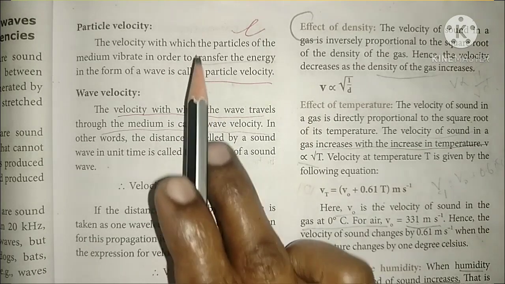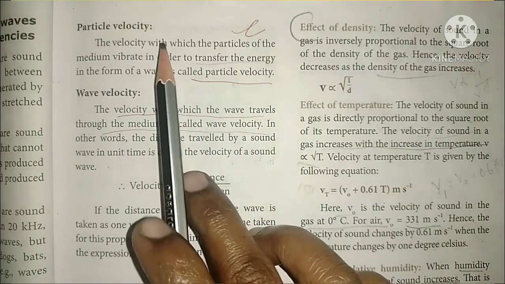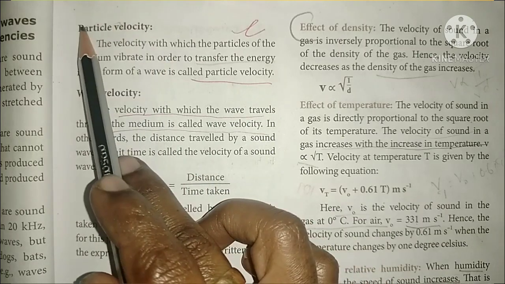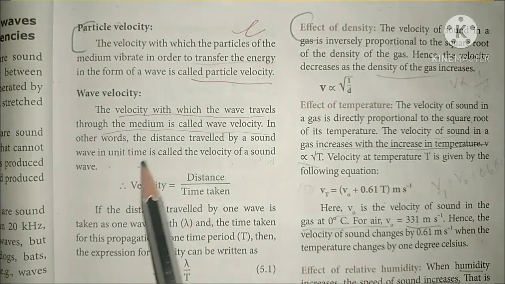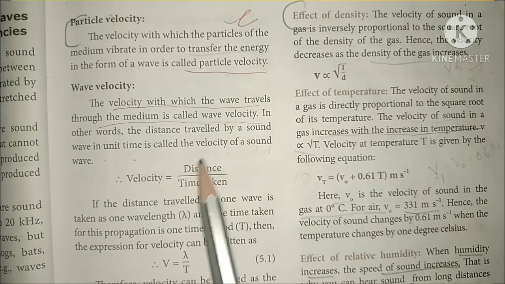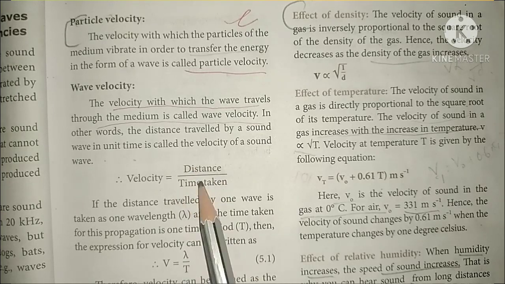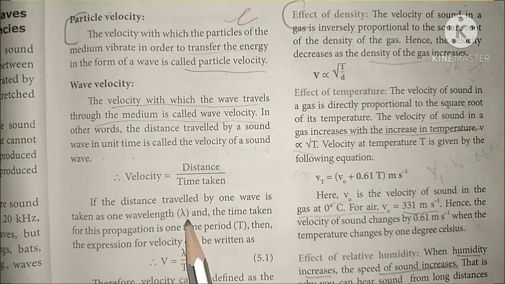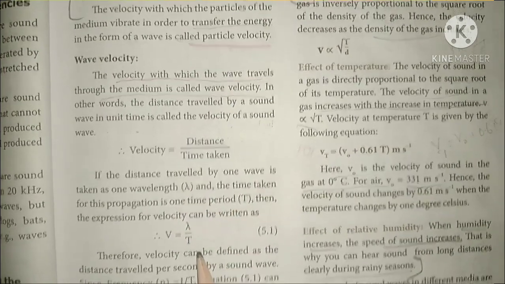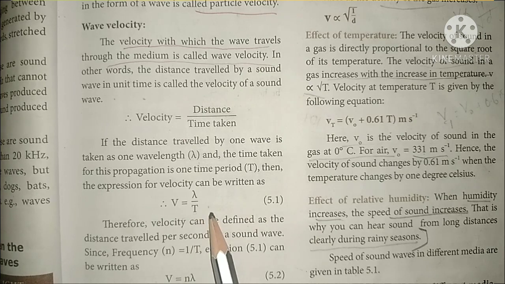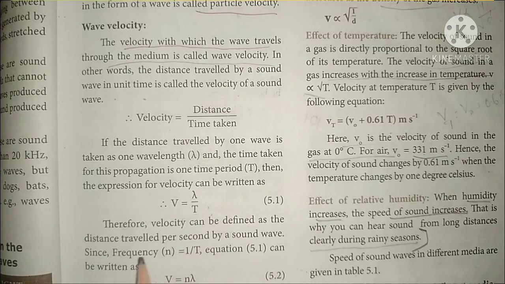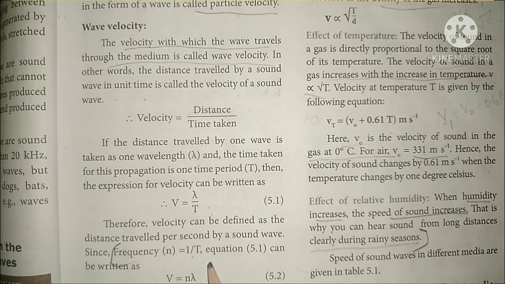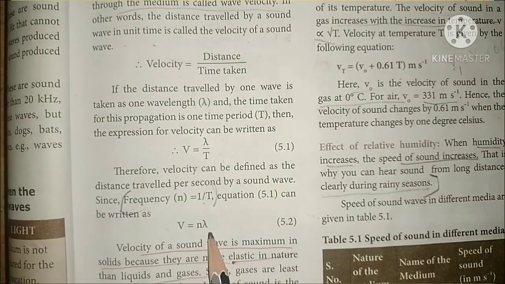First question: velocity of sound waves. There are two types of velocity. You mark it: particle velocity and wave velocity. So for the wave velocity, the formula is velocity is equal to distance by time, where the distance traveled is one wavelength lambda and the time is the time period T. So the formula is v is equal to lambda by T, and here the frequency n is equal to 1 by T. So substituting in the above equation, v is equal to n lambda.